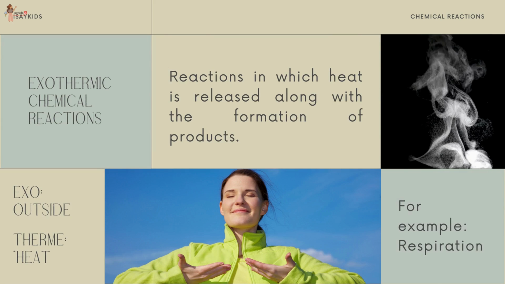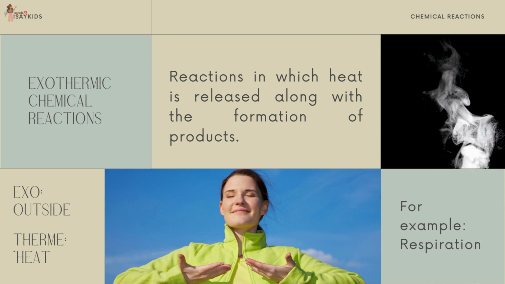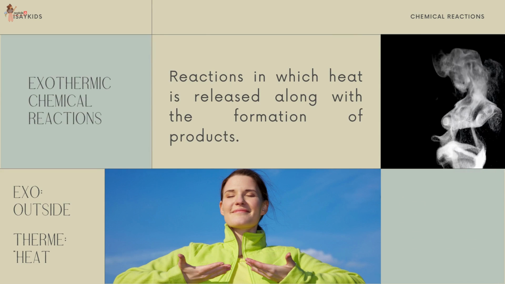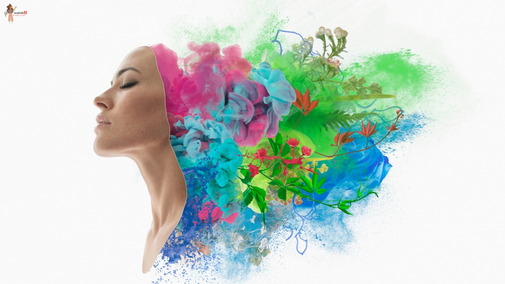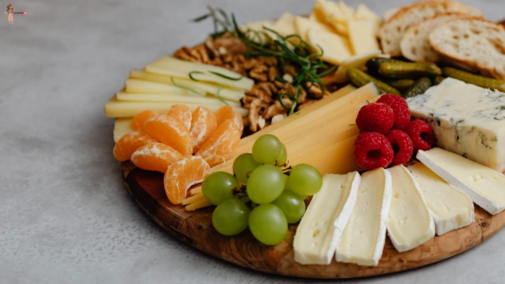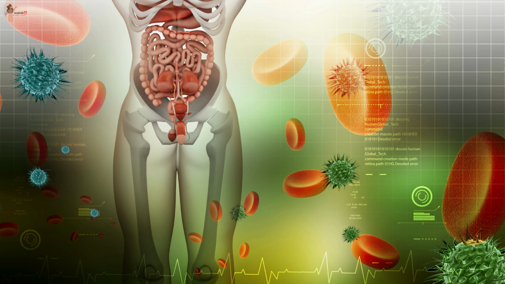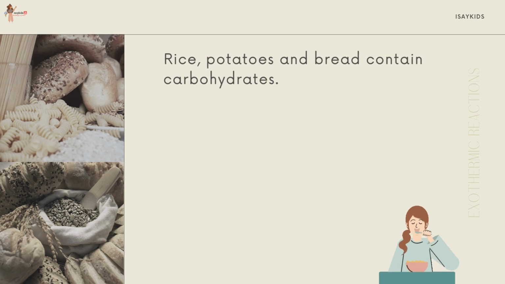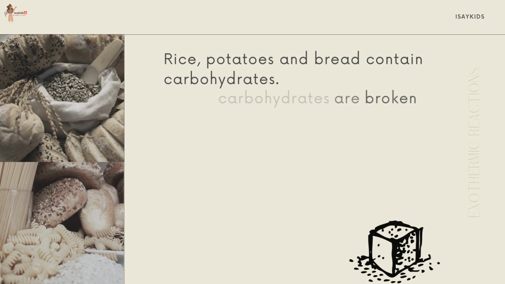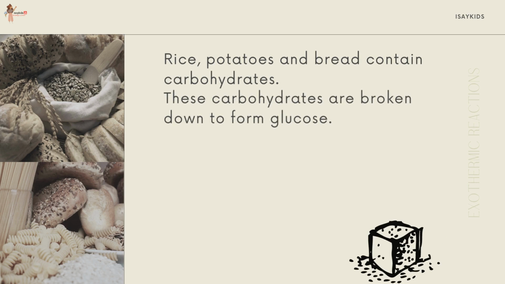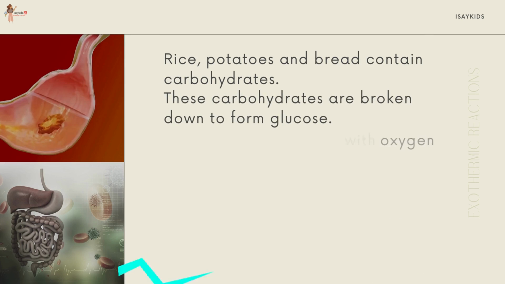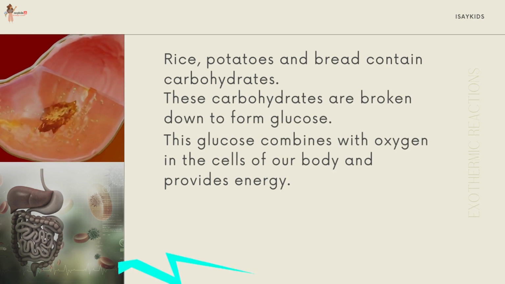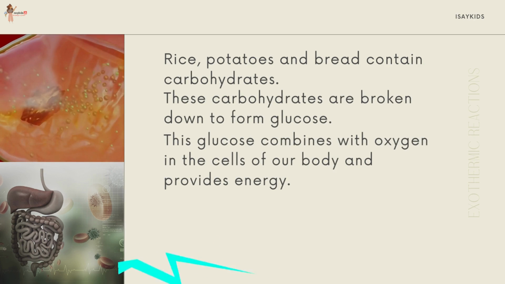Do you know that respiration is an exothermic process? We all know that we need energy to stay alive. We get this energy from the food we eat. During digestion, food is broken down into simpler substances. For example, rice, potatoes, and bread contain carbohydrates. These carbohydrates are broken down to form glucose. This glucose combines with oxygen in the cells of our body and provides energy.